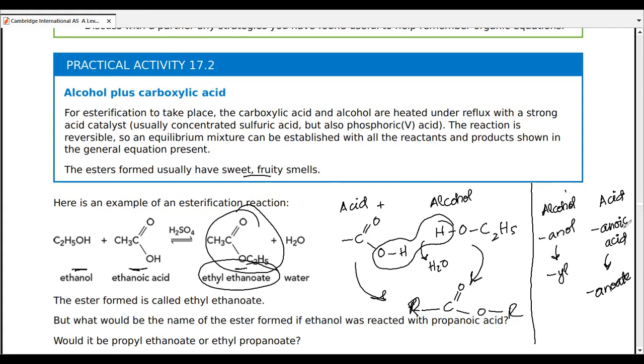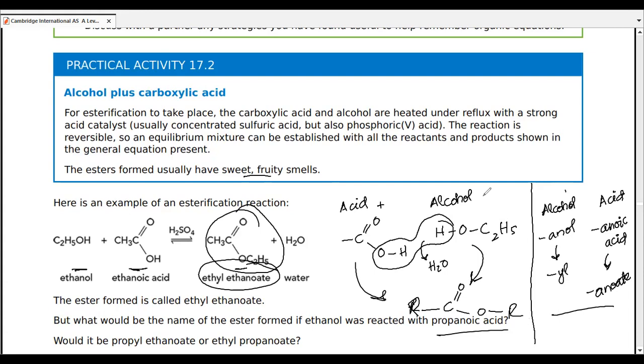If it's not -anoic, it's just -oic acid, you'll convert it into -oate, which means -anoic can be replaced with something bigger, more sophisticated, if not a single bond, maybe a double bond, and hence the name would be converted accordingly. So this gives you the idea how we name or how we structure the esters.